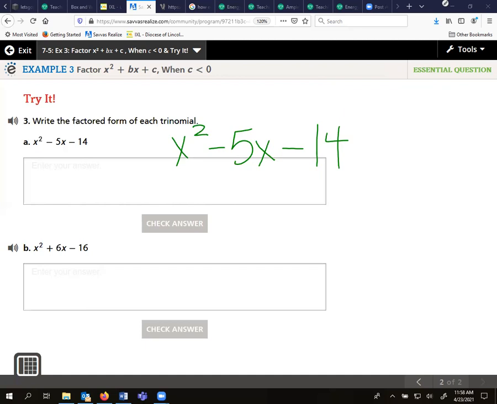Yes. Okay. So you know that one's going to be positive and one's going to be negative. The numbers that multiply to be 14 are 7 and 2. And you got to think, okay, well, my number's negative. So that means my bigger number must be the negative one. So 7 is bigger than 2. So 7 goes with the negative sign. 2 goes with the positive sign. Okay, try the next one.